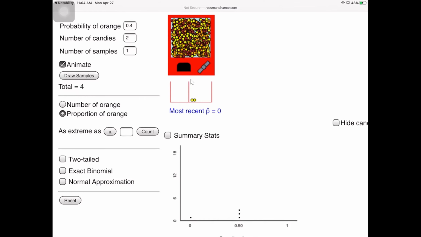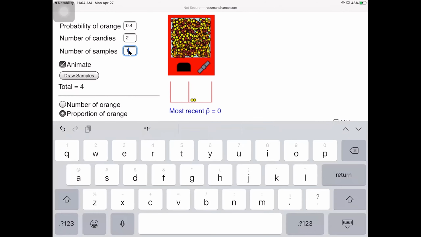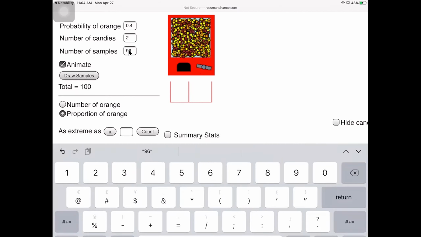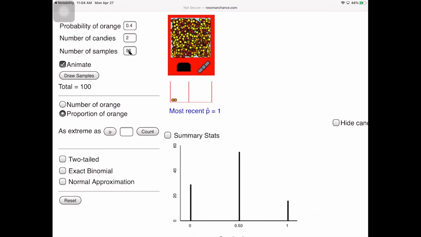So we do that again. All right, we finally got something different. We finally got 2 yellows, so it's saying 0% of them are orange. To speed this up, I'm going to do this 96 more times. So we did this a total of 100 times.